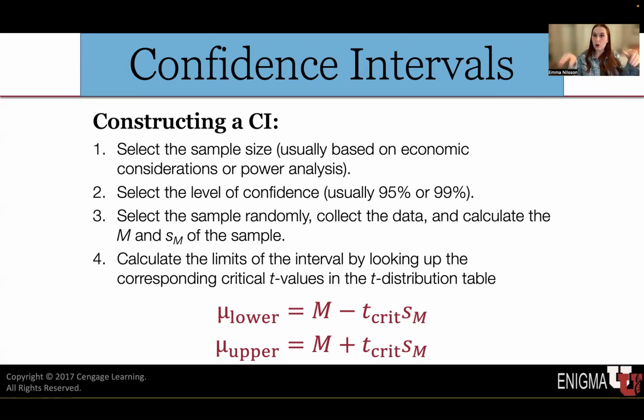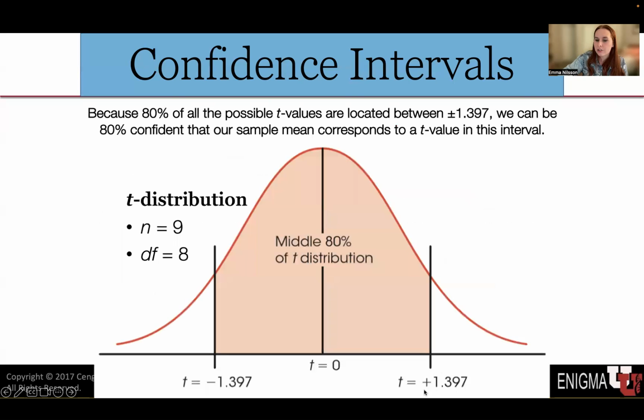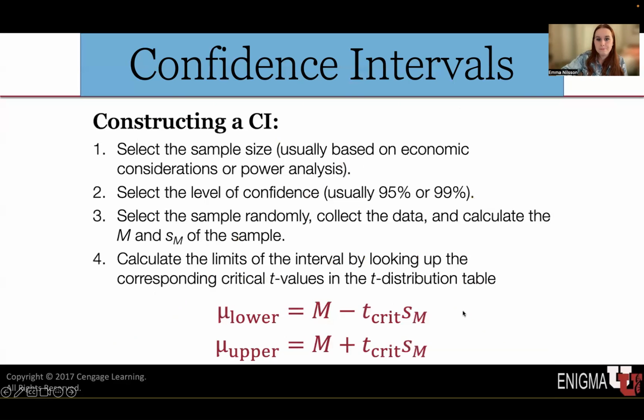And then you're going to use all of that information to calculate the limits of your interval by looking up the corresponding critical t values in the t distribution table. So that's what these things are. You're going to look up these limits using your t-crit table.